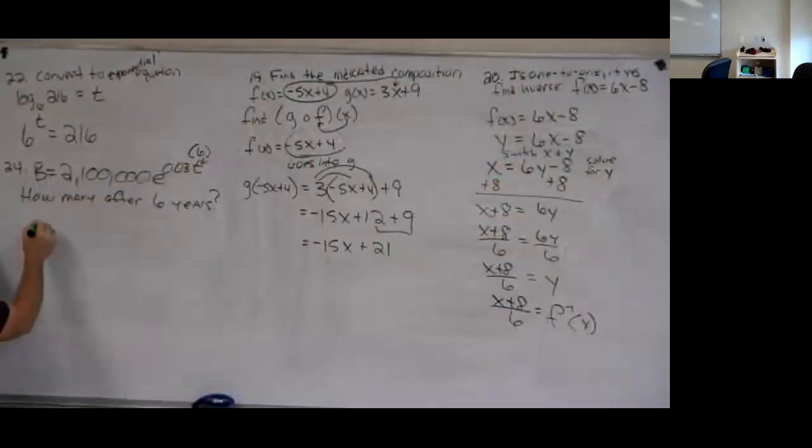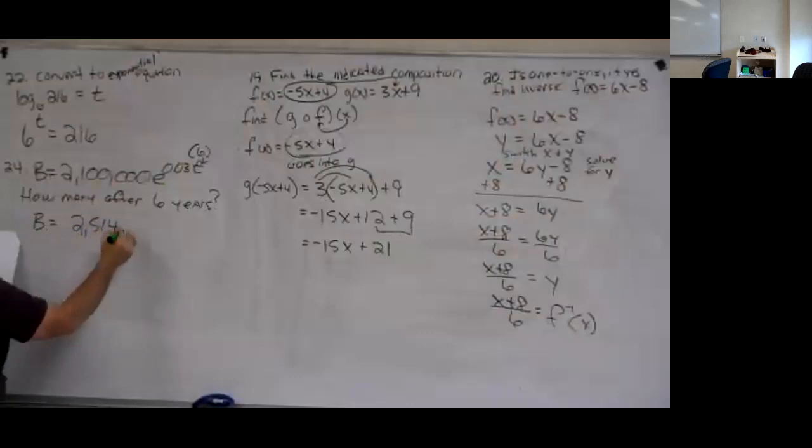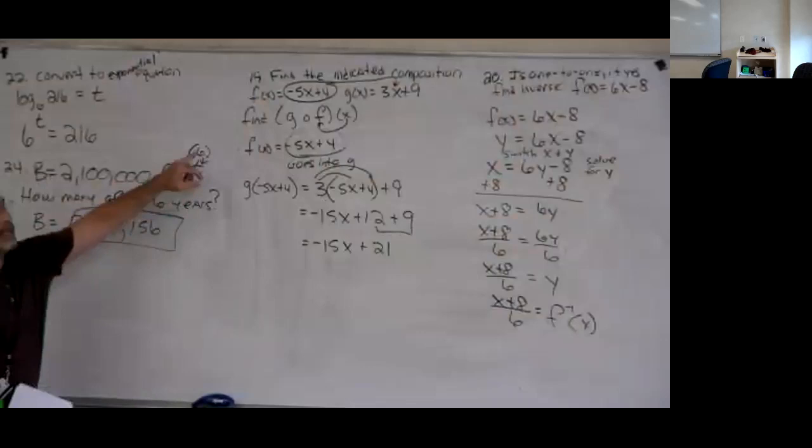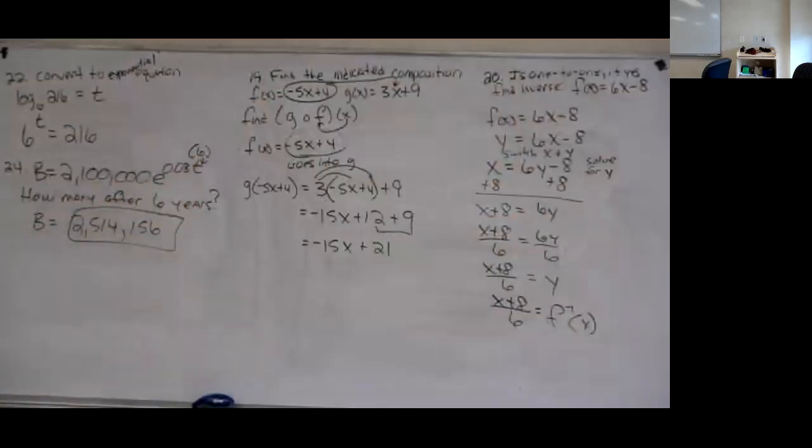you should end up with B equals 2,514,156. Okay, so most of y'all's calculators will keep that exponent up there. Just remember 0.03 times 6 for your exponent, and then it should kick that out.